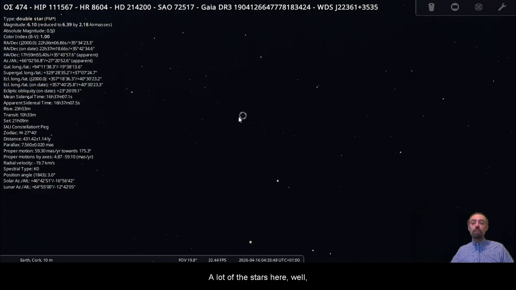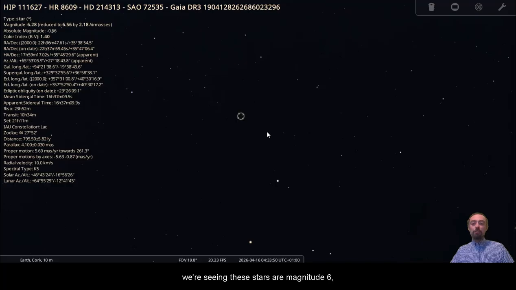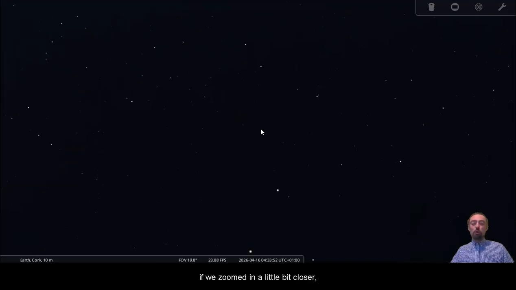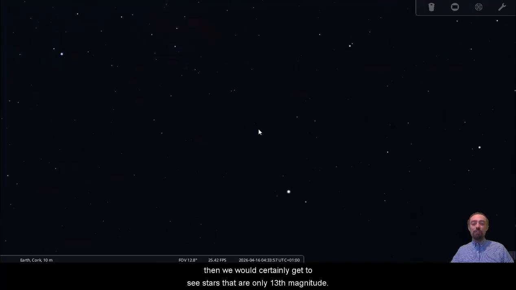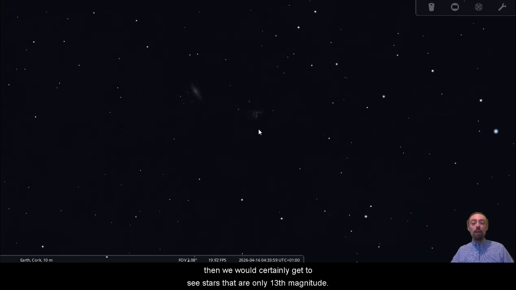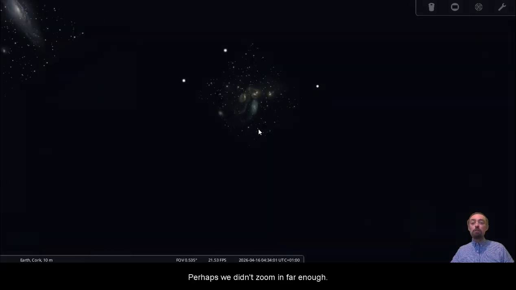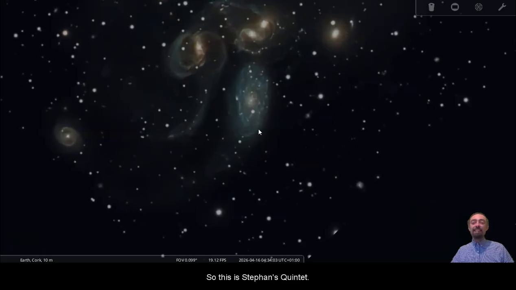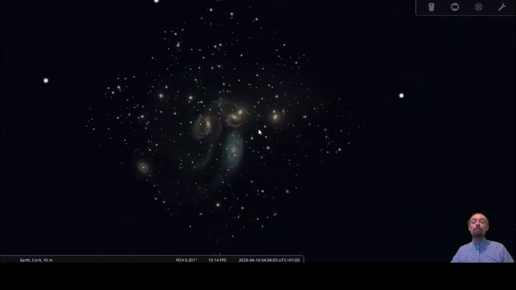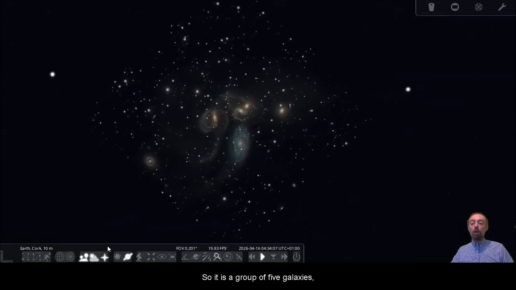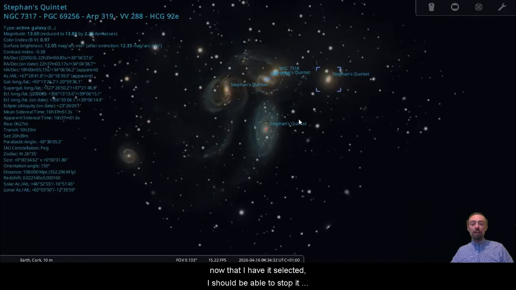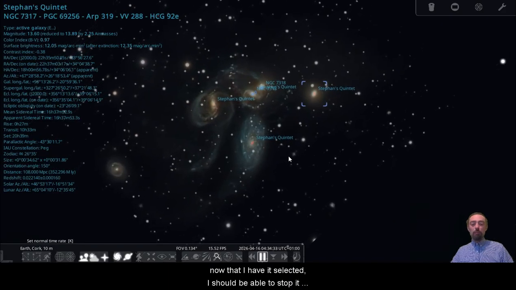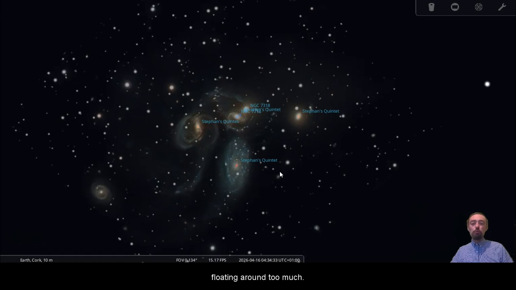A lot of the stars here, we're seeing these stars are magnitude 6. If we zoomed in a little bit closer, then we would certainly get to see stars that are only 13th magnitude. Perhaps we didn't zoom in far enough. So this is Stephan's Quintet. So it is a group of 5 galaxies. Now that I have it selected, I should be able to stop it floating around too much.